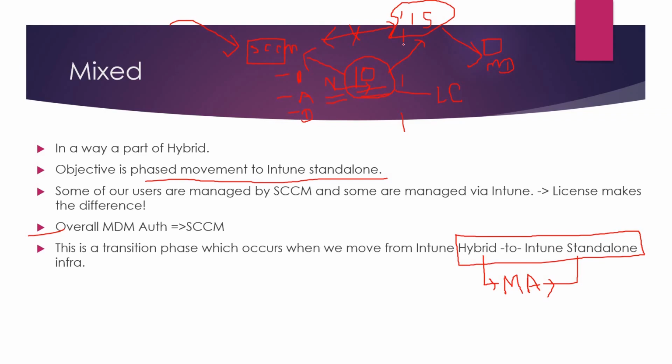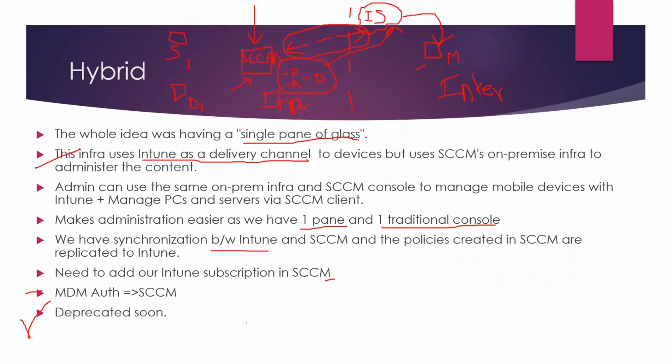I mean, we are not going to get into the very details of how exactly a migration happens from a hybrid setup or a mixed setup to Intune standalone. But this is something that you just need to keep in mind, that we have something called hybrid, and we have something called mixed. In case of hybrid, the whole idea of having a hybrid setup was managing mobile devices using SCCM from a centralized pane, and SCCM used to run syncs with the Intune service, and all the policies created in SCCM got reflected in the Intune service, which later was deployed to the mobile devices.